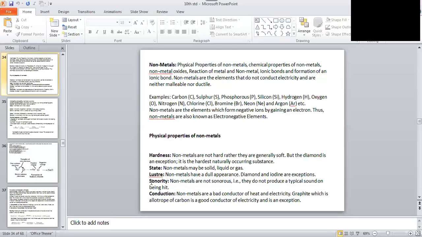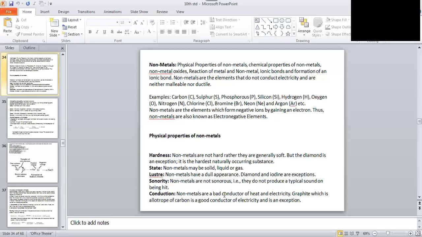Then sonority. We had already studied what a sonorous property is. Metals give a ringing sound. This is called sonorous. Exactly opposite to this, non-metals are not sonorous. They do not produce a typical sound on being hit. So this is sonority.